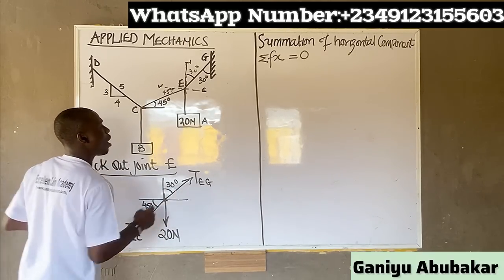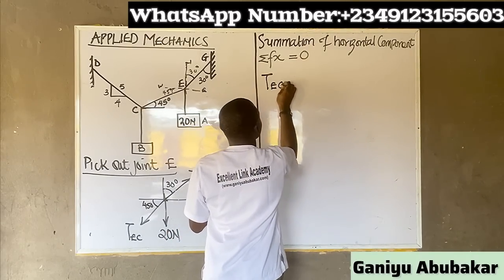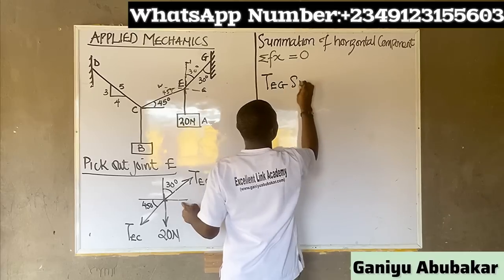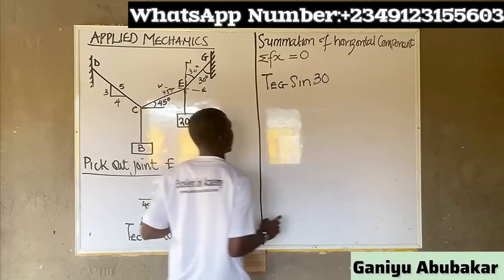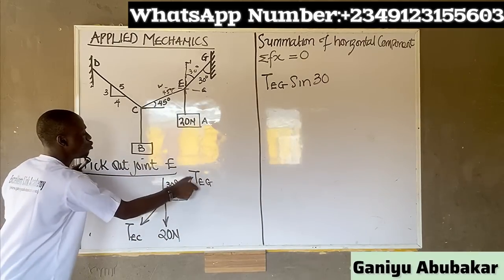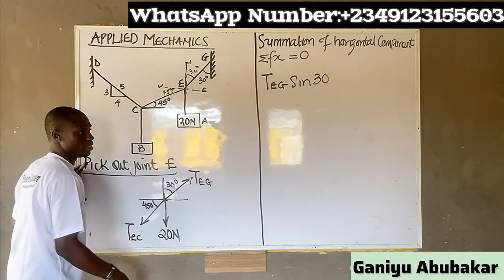So in this case here, I'll have TEG, of course, sine what? The angle is of course 30. That's the first thing I have. If I resolve TEG to the horizontal, gives me sine.